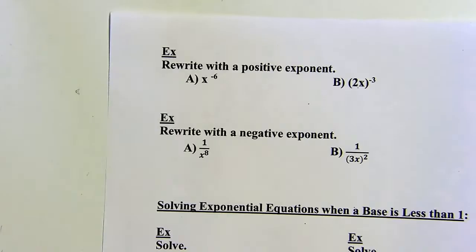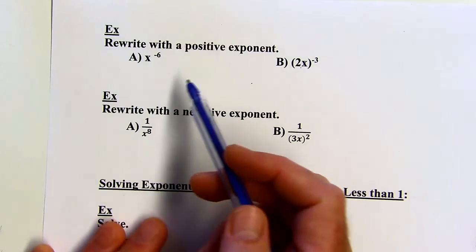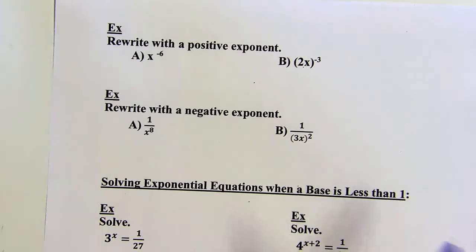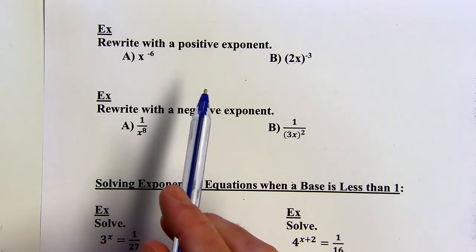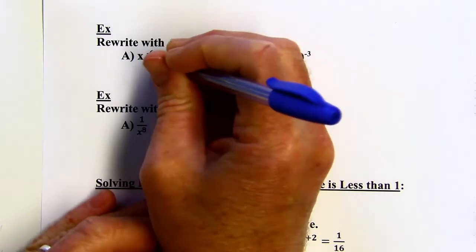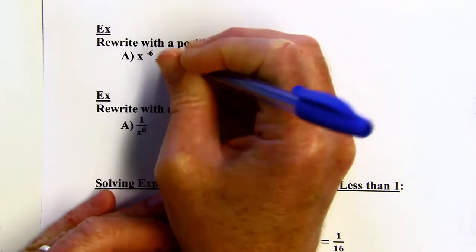Okay. So this is a little bit of a review on these couple problems, but you need to know how to do these to do the problems that I'm going to get to in a second. So let's rewrite with a positive exponent. x to the negative 6th would be the same as 1 over x to the 6th.